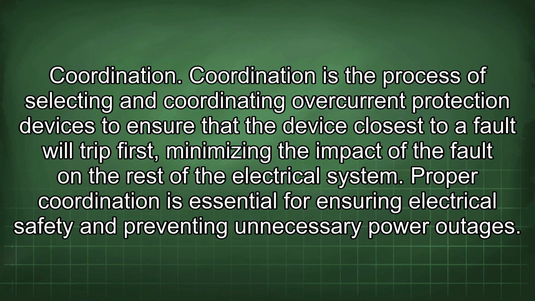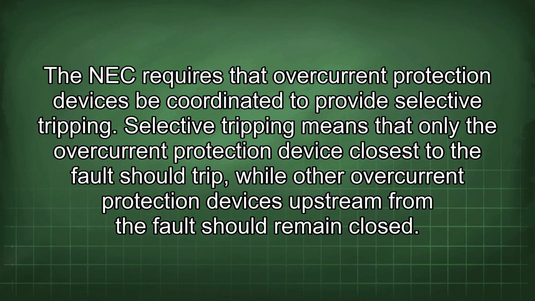Coordination. Coordination is the process of selecting and coordinating overcurrent protection devices to ensure that the device closest to a fault will trip first, minimizing the impact of the fault on the rest of the electrical system. Proper coordination is essential for ensuring electrical safety and preventing unnecessary power outages. The NEC requires that overcurrent protection devices be coordinated to provide selective tripping. Selective tripping means that only the overcurrent protection device closest to the fault should trip, while other overcurrent protection devices upstream from the fault should remain closed.